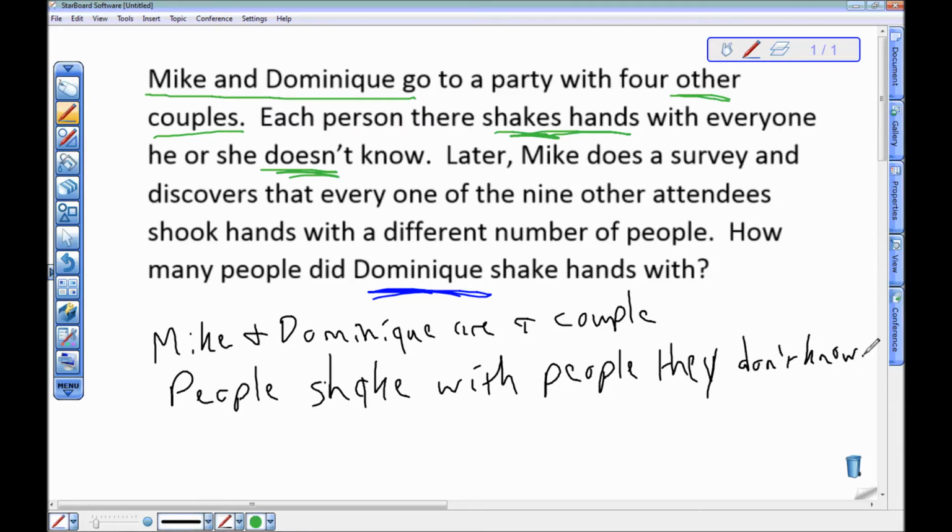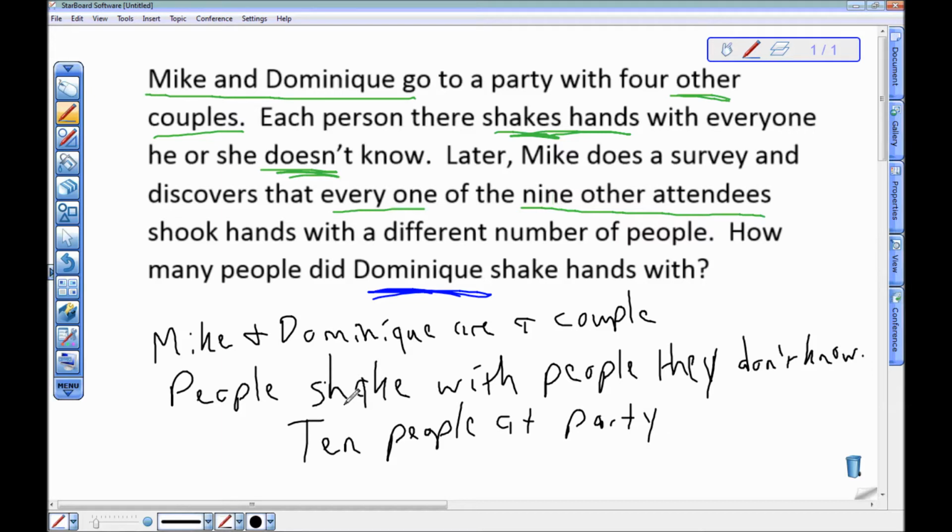All right, what else do we see here? Later, Mike does a survey and discovers that every one of the 9 other attendees shook hands with a different number of people. Before we focus on the handshaking, note here that every one of the 9 other attendees tells me that there are only 10 people at the party. That's really subtle, but there are only these: Mike and Dominique and these 4 other couples. So 10 people at the party.